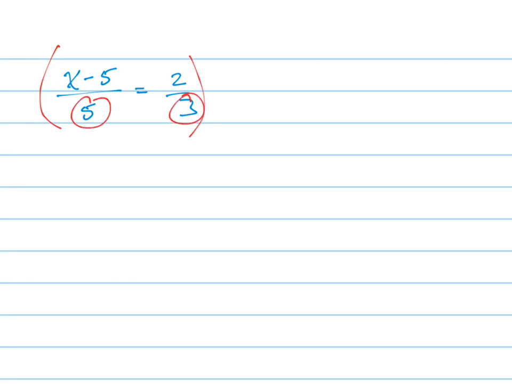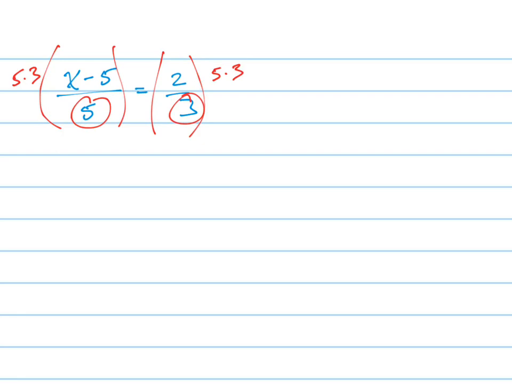The least common denominator is 5 times 3, 15. You don't even have to write 15. You can write 5 and 3. Notice I'm multiplying both sides. I'm multiplying both sides by 5 and by 3. Okay?